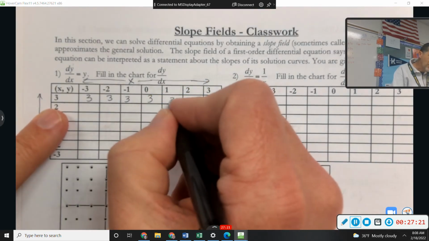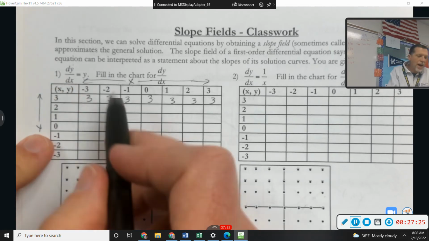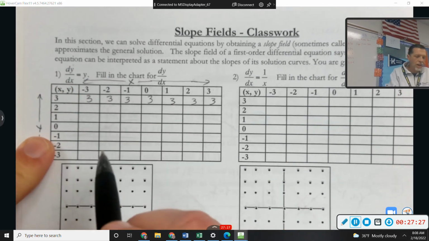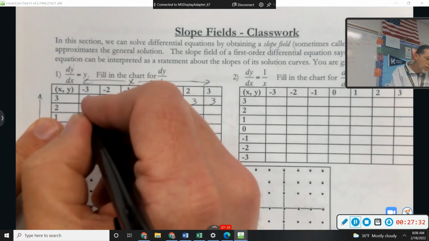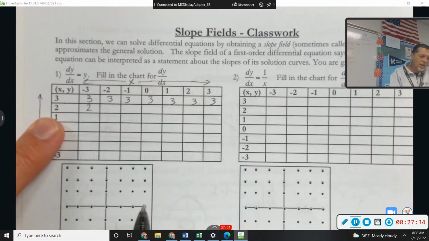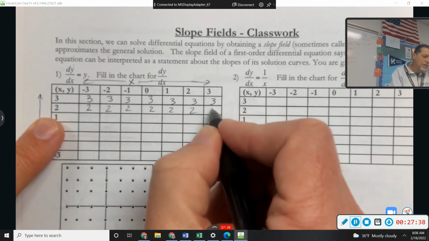All those are 3, because it only depends on y. So it doesn't matter what x is, it only depends on y. When y is 2, the slope is 2. And it kind of doesn't matter what x is. Not kind of, it does not matter what x is.